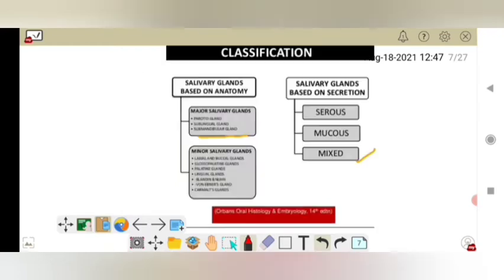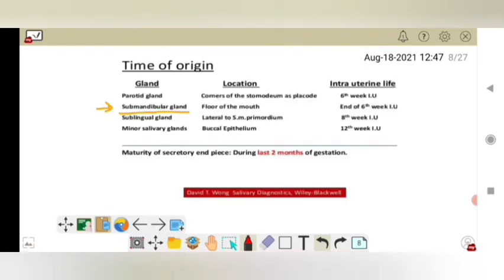So salivary glands are classified basically anatomically. We classify glands into major and minor salivary glands. Major: three paired salivary glands, parotid, sublingual, and submandibular. Now, minor salivary glands are labial, buccal glands, glossopalatine glands, palatine glands, lingual glands, then von Ebner's gland. Salivary glands, based on their secretion, are also classified into serous, mucous, and mixed types.